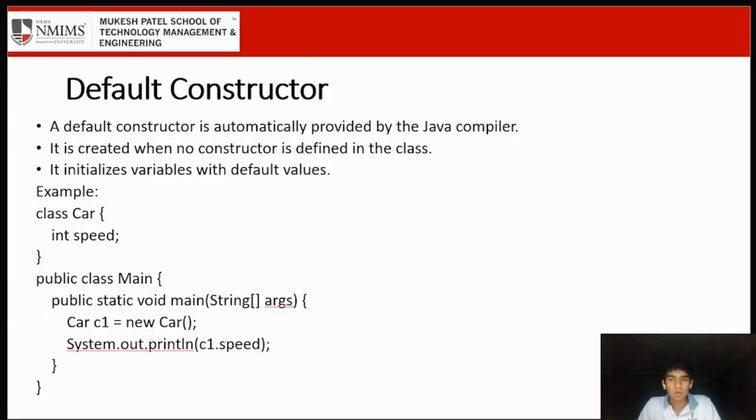In the example given below, here we have the class Car, and it has not defined any constructor. Therefore, the compiler automatically creates a default constructor when an object c1 is created. The speed variable is printed as 0, which is the default value.